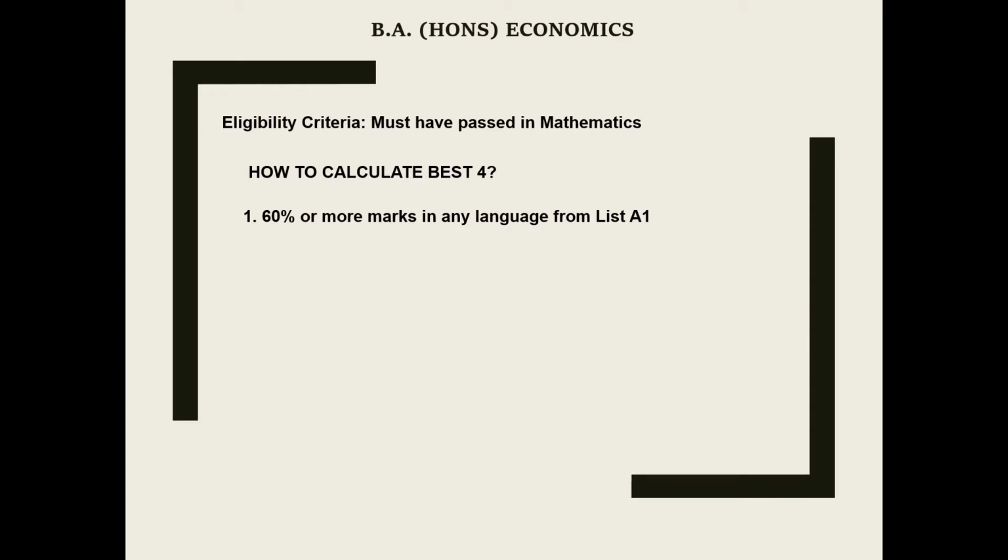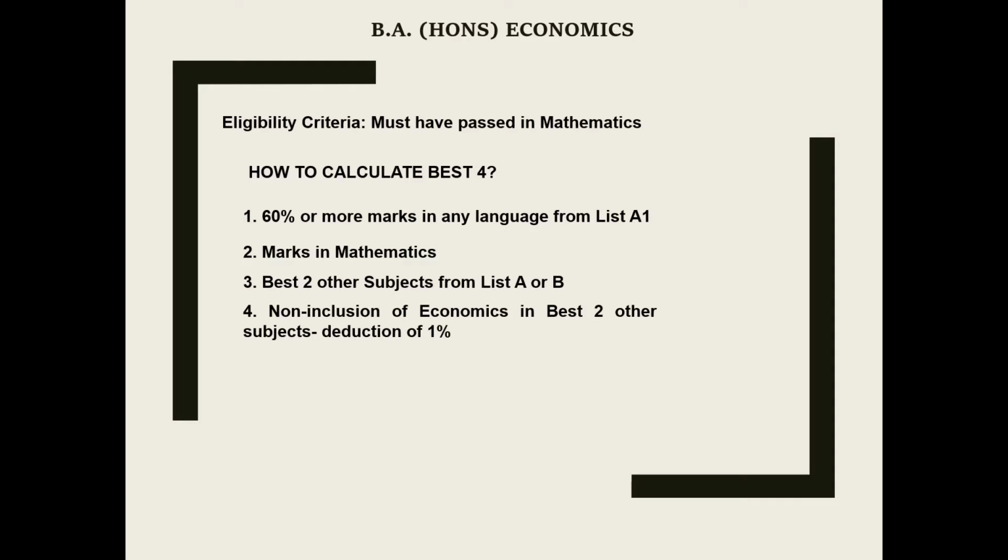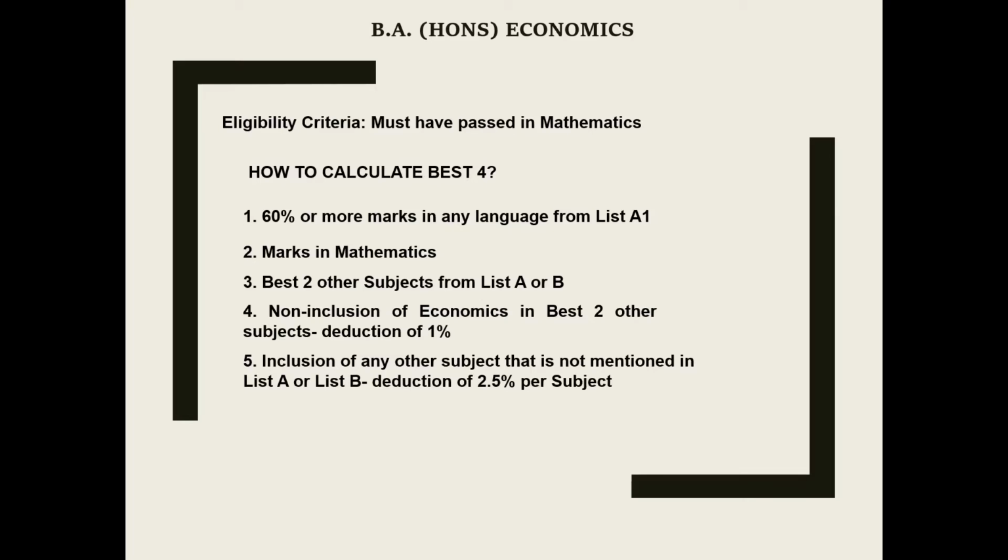Then you take your marks in mathematics, and for the remaining 2 subjects you can choose any subject from list A or list B. But there is also a limitation that you should include economics among these 2 remaining subjects. If you do not do so, then you face a deduction of 1%. Any subject which you choose that is neither a part of list A nor a part of list B, you face a deduction of 2.5% for every such subject. So this is how you calculate your marks for Economics Honours.